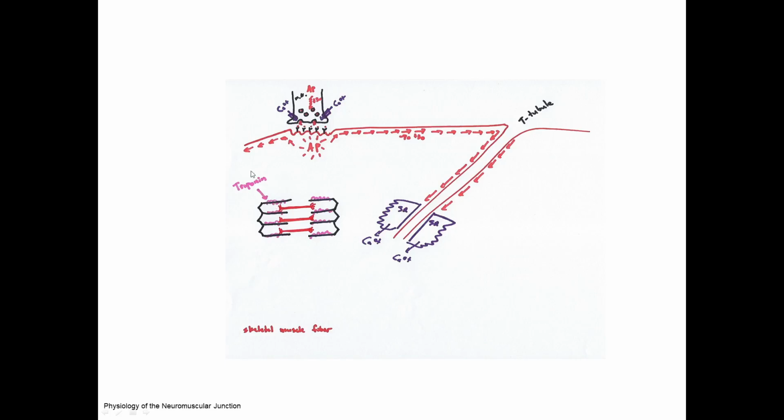That's a regulatory protein called troponin. When the sarcomere is at rest, that troponin physically blocks the myosin binding site on actin. So therefore, it's like having a physical barrier here. The myosin heads cannot contact the actin.